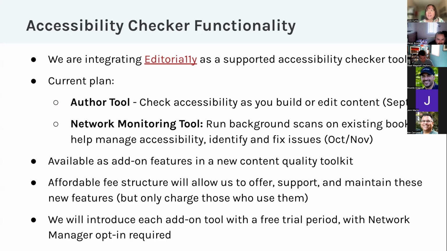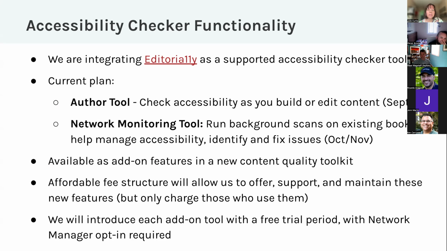The current plan is, first, we will have an author tool available, so that will allow authors to check accessibility as they are building or editing content. It will provide flags as content is going in to hopefully help the authors make better choices and produce more accessible content. We also plan to provide a kind of network manager or network monitoring tool. The way that Editorially works, it creates those flags when you open up each page of a book.